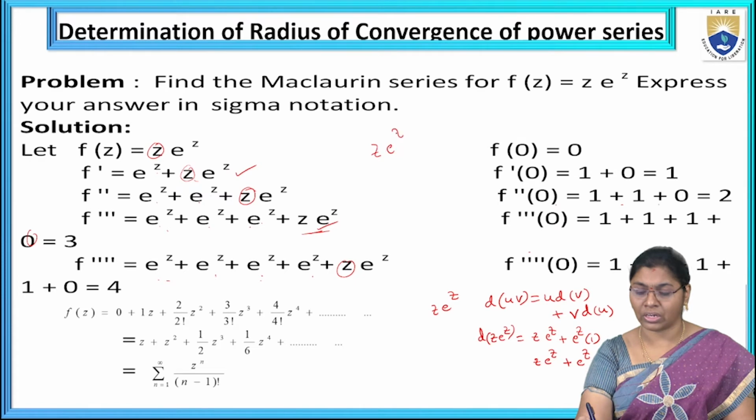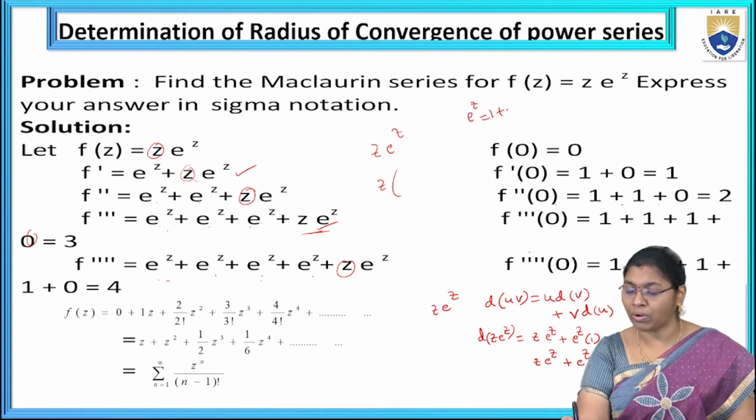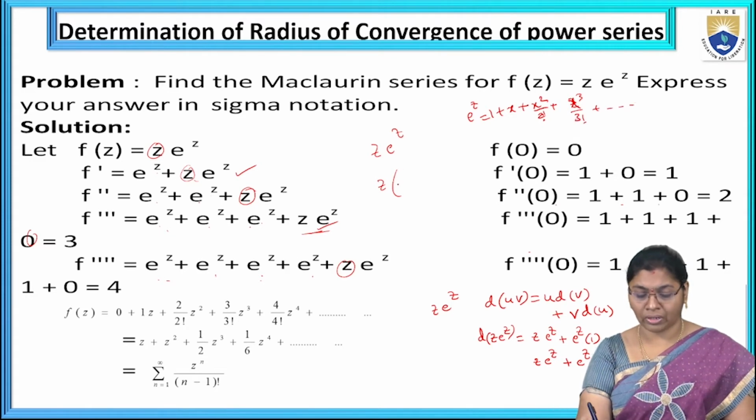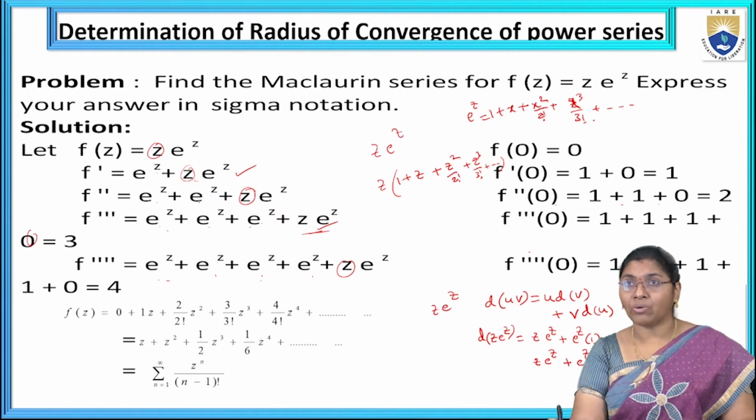Z into e power z. Common with z, we get z into e power z. What is the e power z expansion? 1 plus z plus z square by 2 factorial plus z cube by 3 factorial plus up to so on. Now I am applying that one: z plus z square by 2 factorial plus z cube by 3 factorial plus up to so on. Next, what about the actual Maclaurin series?